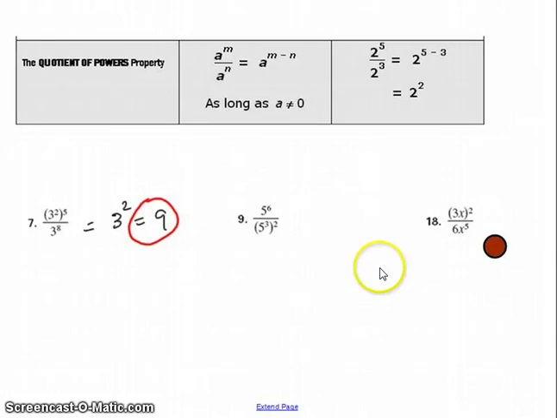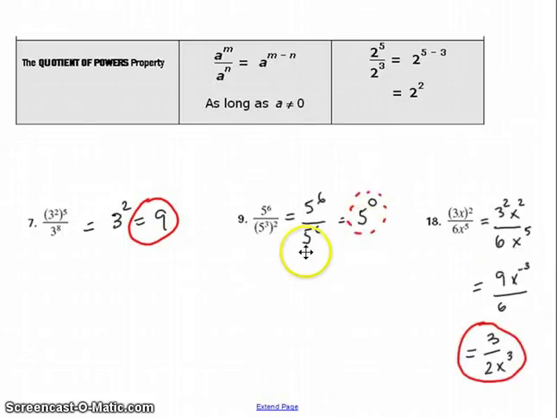For question 9, notice that you would have ended up with 5 to the 6th over 5 to the 6th, and 6 minus 6 after all is 0. This is for now an acceptable answer for another 2 minutes, really, or really 1. 5 to the 0 power. But let's talk about this one over here.